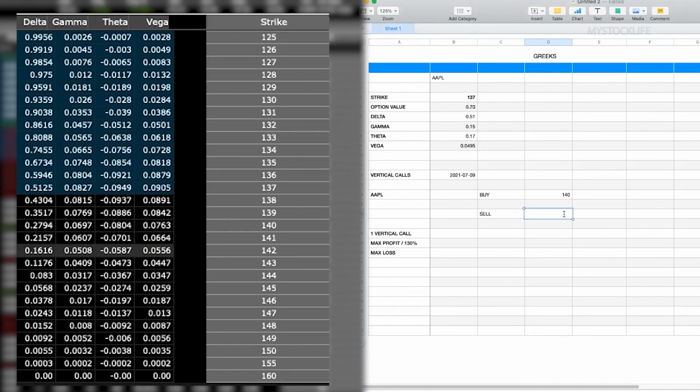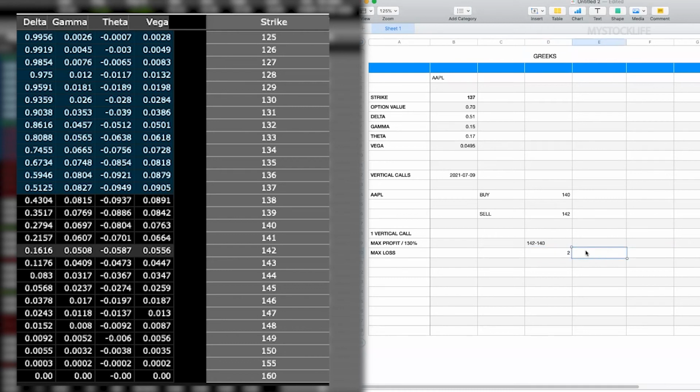Okay, so 142. To calculate the max profit, you take your second leg with the first, it doesn't matter. It's the difference between these two strikes. So here it will be 142 minus 140, which is 2. So your max profit is 2. Oh, that's it. It's the difference between your strikes.